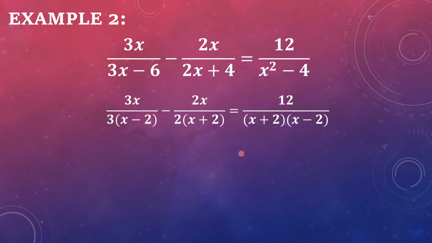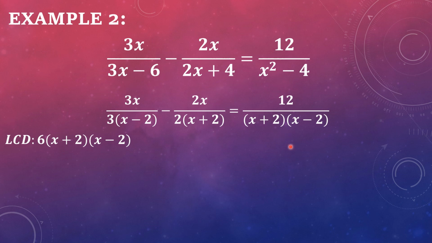Now, we are ready to get the LCD of our equation. The LCD is the following. We have 3 times 2, which is 6. We have here x minus 2 and x plus 2, the same with these denominators. So our LCD then is 6 quantity x plus 2, quantity x minus 2.